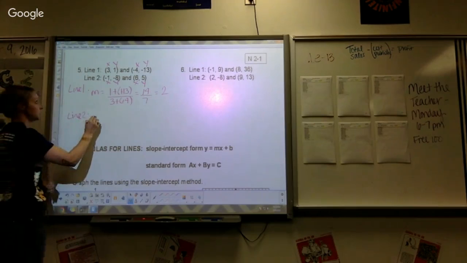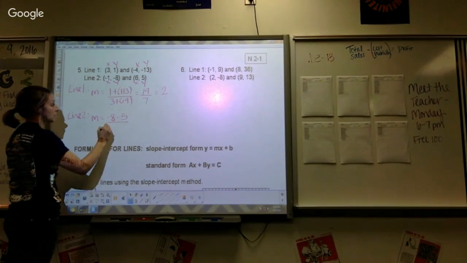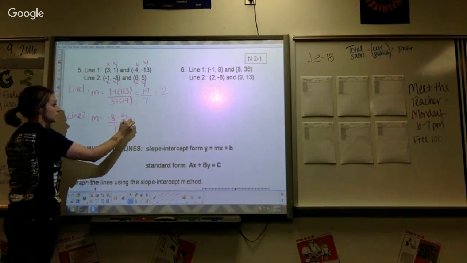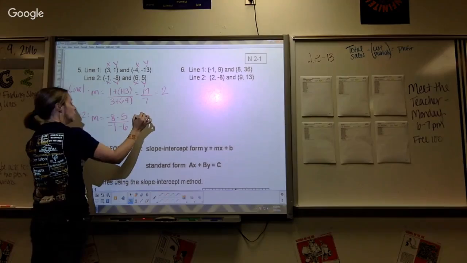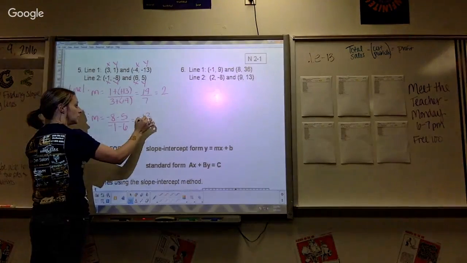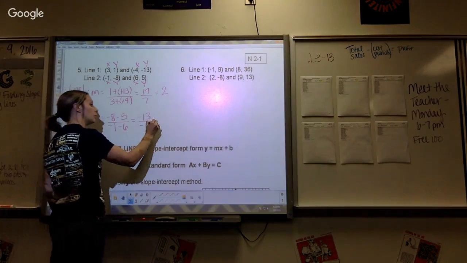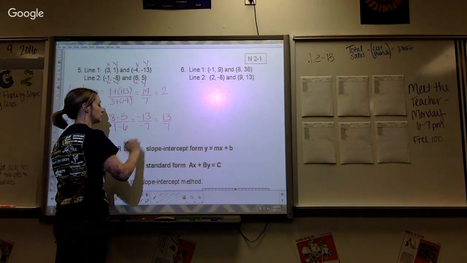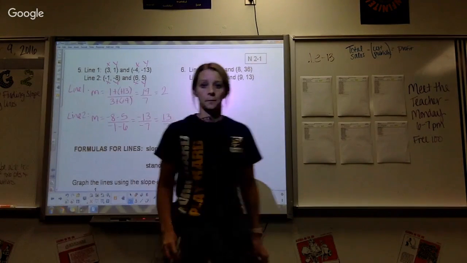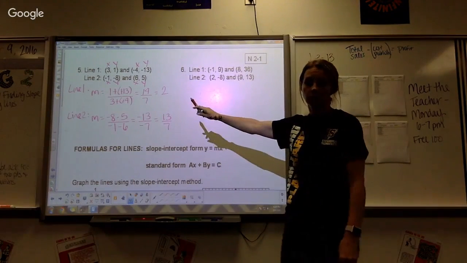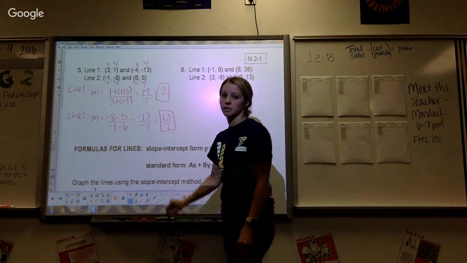Line 2, negative 8 minus 5 divided by negative 1 minus 6. So we would have negative 13 over negative 7, which would equal positive 13 over 7. Okay, so now let's compare. Notice on line 1, our slope is 2. Line 2, our slope is 13 over 7.